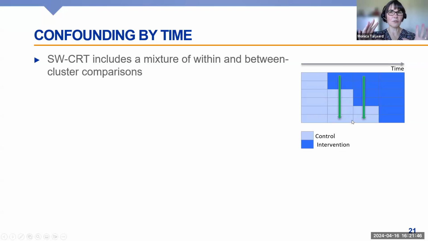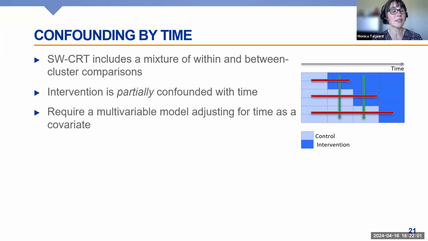And that consists of the mixture of within cluster comparisons and between cluster comparisons. The within cluster comparisons are confounded with time. There could be a secular trend there. And so we say the intervention is partially confounded with time with this design. Okay, so it's just something to be aware of.